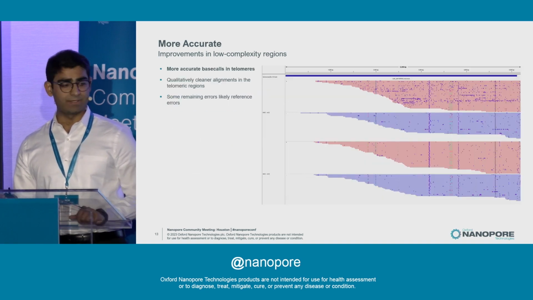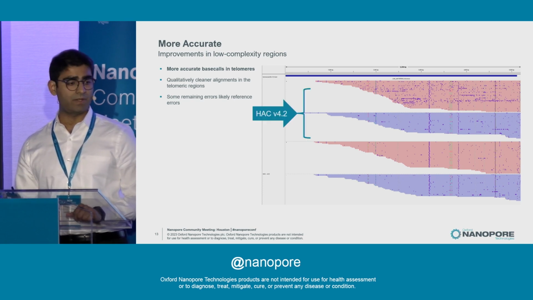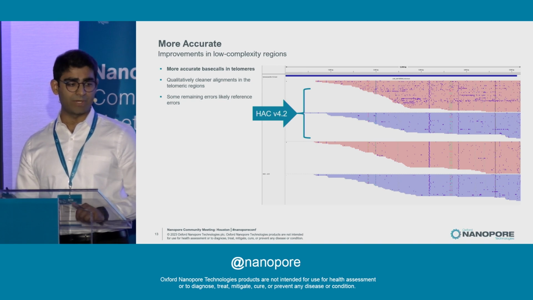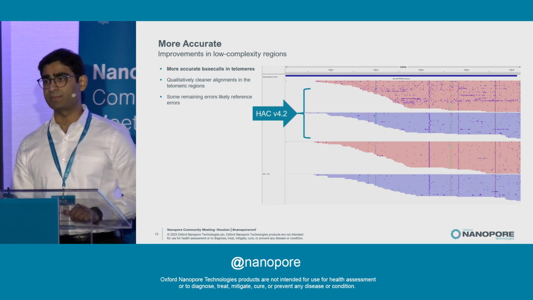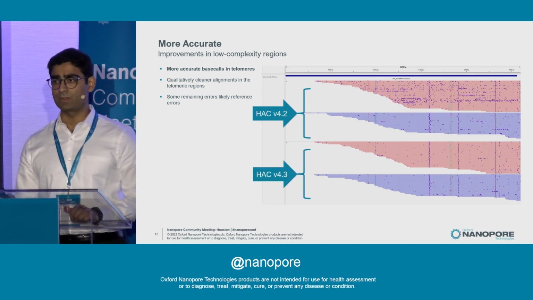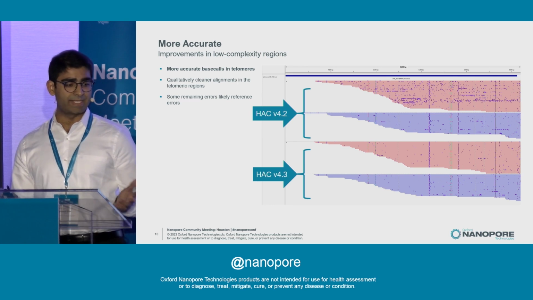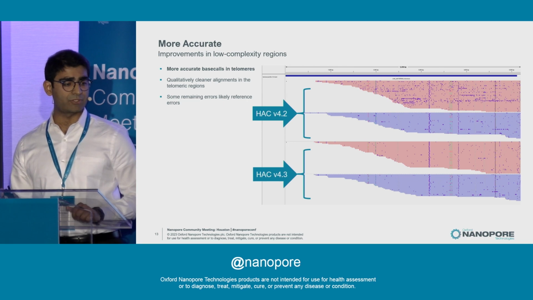Now, similar to the low complexity regions, we also see improvements in the telomeric regions. So in the IGV plot here, on the top half, we see some reads that were called with the HAC v4.2 model, aligned to a chromosome 6 telomere region. And on the bottom are the same reads that have been called with the latest release model. We can see qualitatively that the newer reads align in a much cleaner fashion than the older ones.